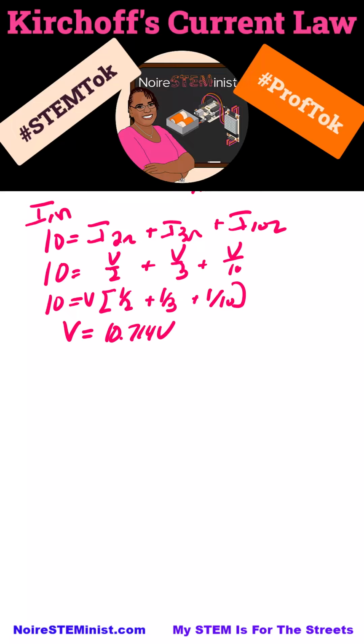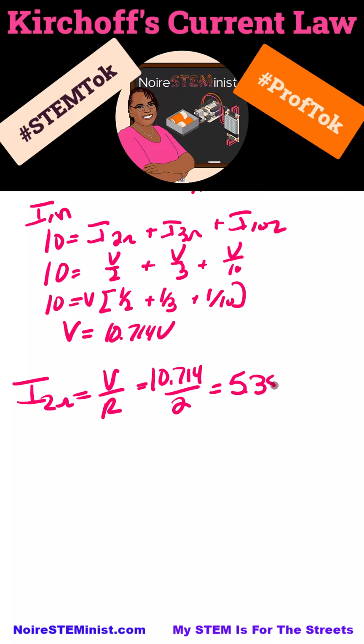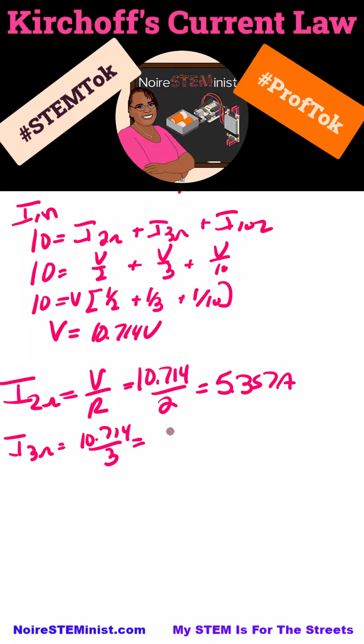So now that we know that, we're going to solve for the current through the 2 ohm resistor. The current through the 2 ohm resistor is V over R. 10.714 divided by 2 is 5.357 amps. The current through the 3 ohm resistor is 10.714 divided by 3, so the current through the 3 ohm resistor is 3.571 amps.